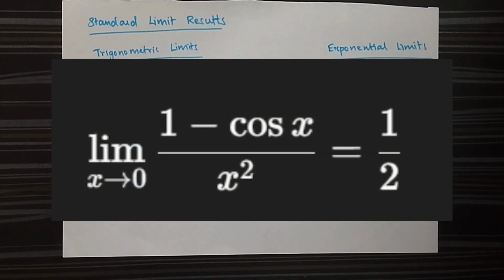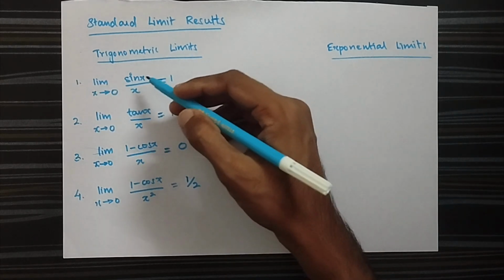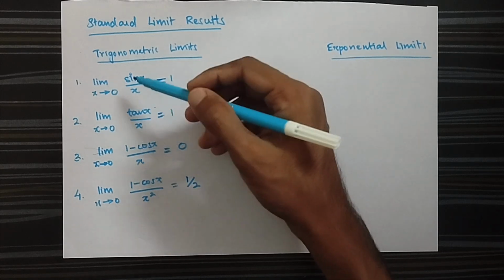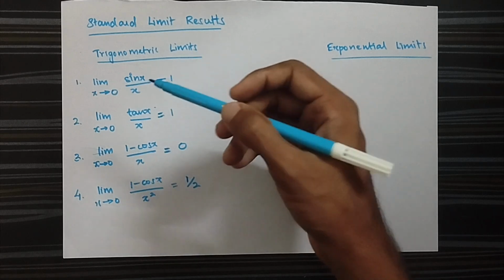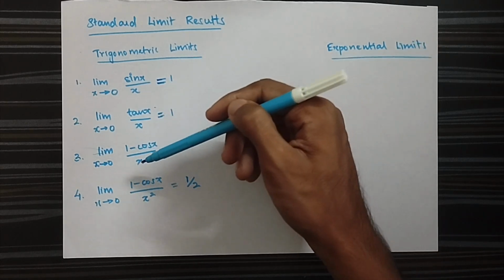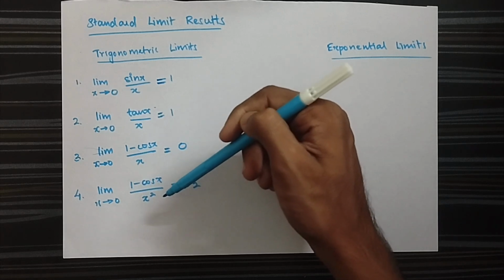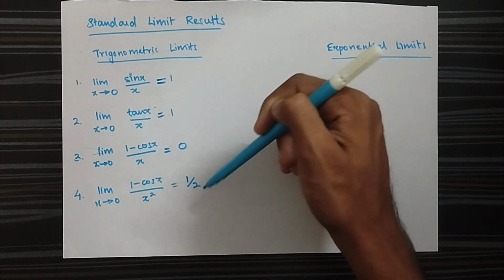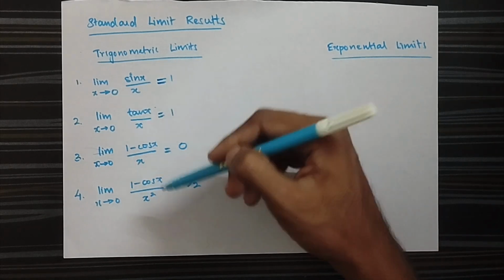The first two and last two are a little similar. For the first two we have sin x and tan x, and both of them evaluate to 1 in the same format, sin x by x or tan x by x when x tends to 0. In the last two we have 1 minus cos x, but in the third one we have x as the denominator, and in the fourth one we have x square as the denominator. This changes the result. In the first one we get 0, in the second one we get 1 by 2. So these four trigonometric limits you have to memorize.